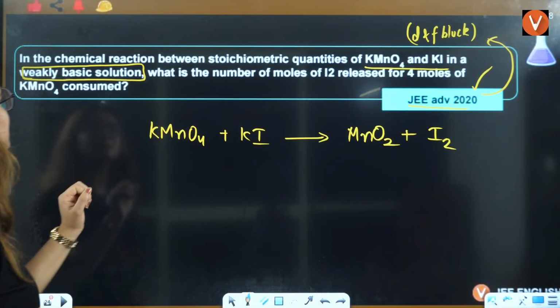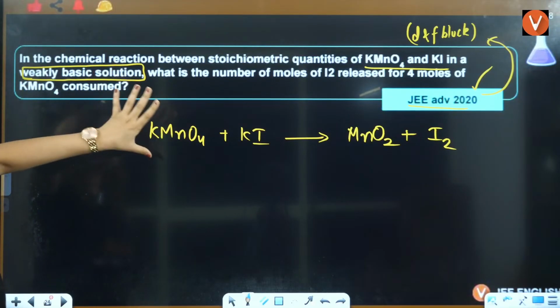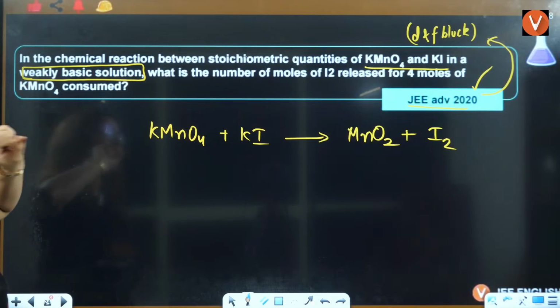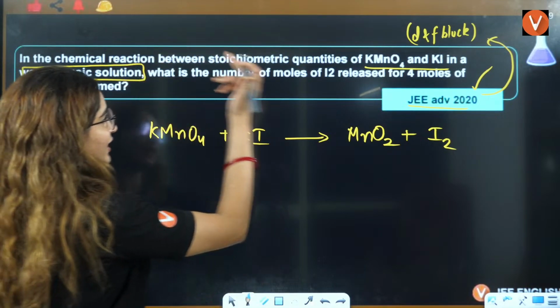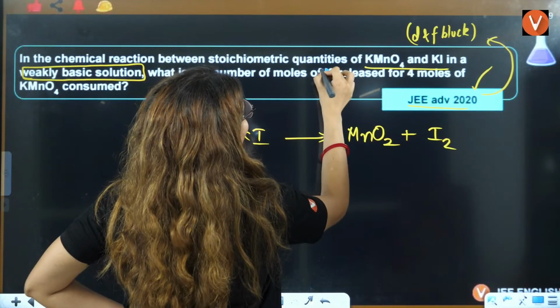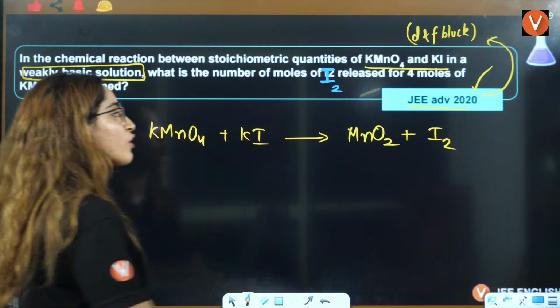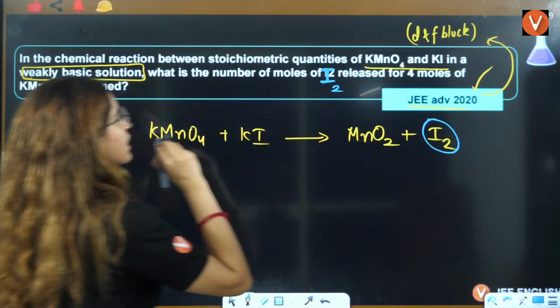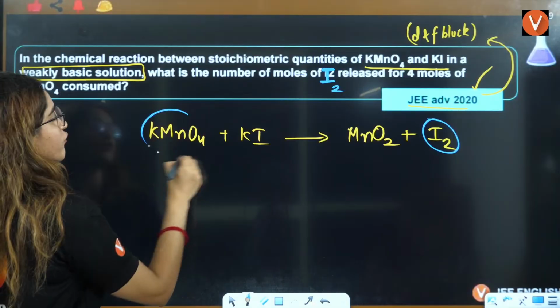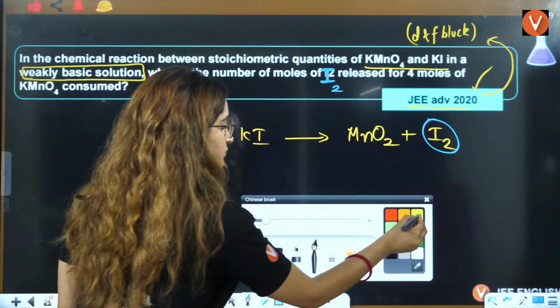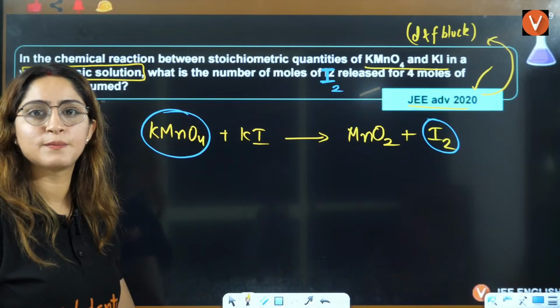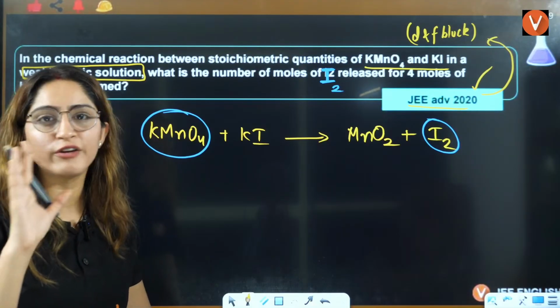Now next is, okay, what is the number of moles of I2 released for 4 moles of KMnO4? What is the number of moles of I2 released? They are saying the number of moles of I2 released if 4 moles of KMnO4 are consumed. Right? Guys, you can solve it in various ways.